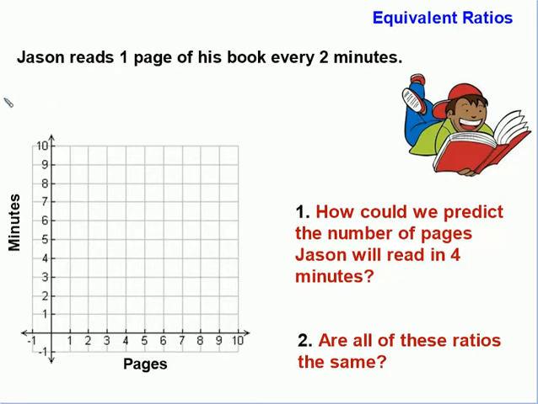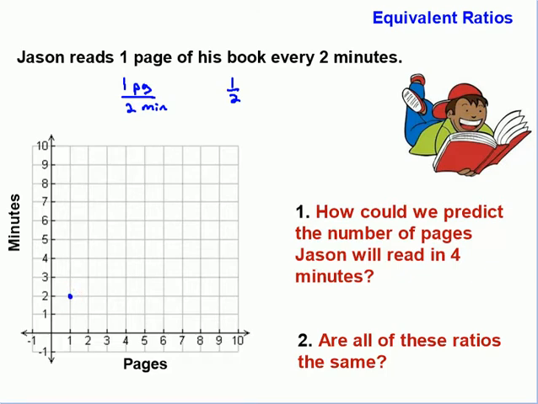To see this a little more clearly, let's take a look at a graph situation. We're going to graph this ratio that we have here. First of all, Jason reads one page of his book every 2 minutes. How can we see that as a ratio? Well, if he reads one page every 2 minutes, then that is our ratio, 1 to 2. If we want to graph that, we'll start up here with the 1. For every one page he reads, it takes him 2 minutes.